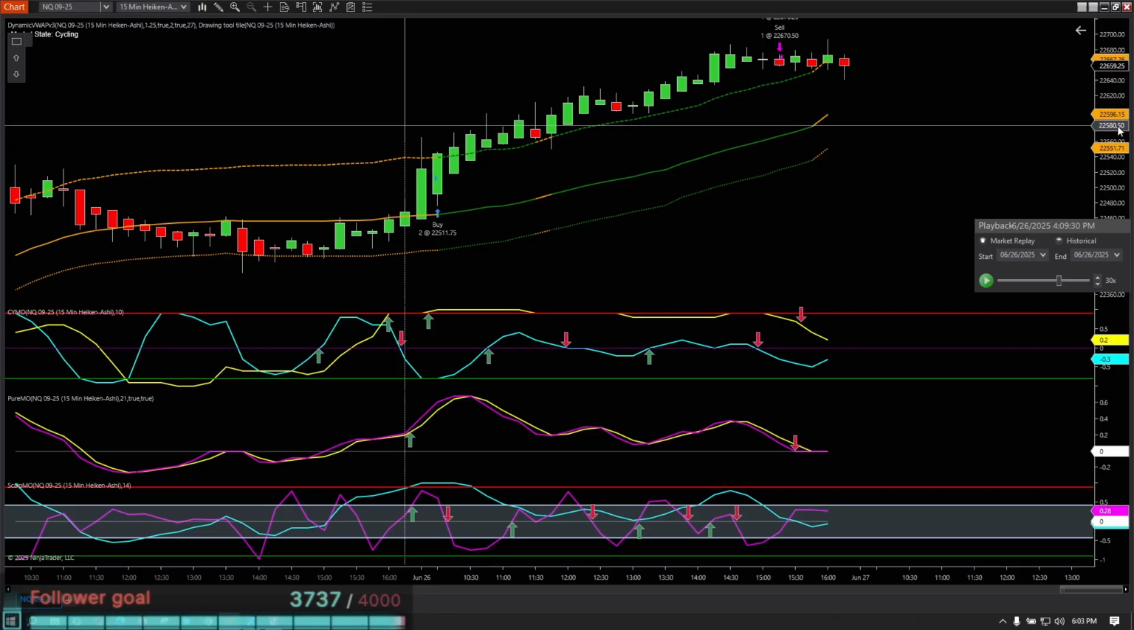So I'll stop it there for just a quick second. I'll take any Q&A you guys might have concerning this chart and what I was looking at and exactly why I took the trades.